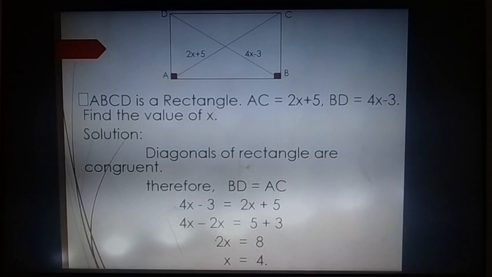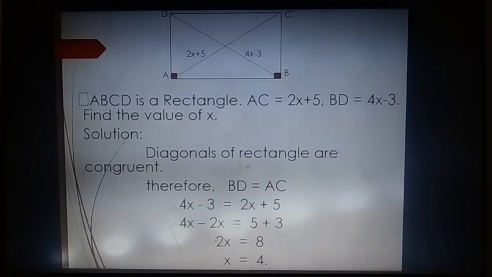Let us see the next example. Quadrilateral ABCD is a rectangle. AC is equal to 2x plus 5. BD is equal to 4x minus 3. Find the value of x.